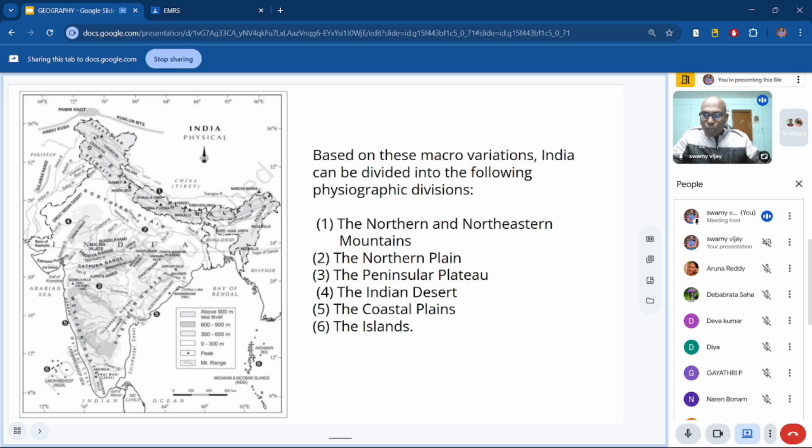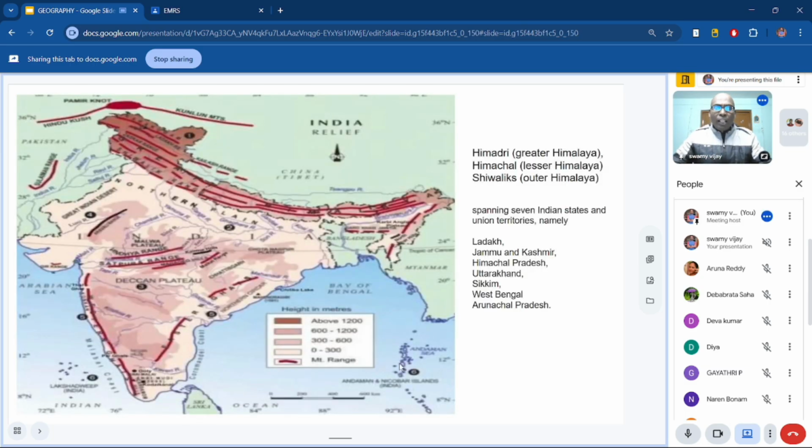The fifth one, the coastal plains, is on the southern side of India, starting from Gujarat to Bangladesh, and the sixth one is the islands. On the left side you can see Lakshadweep, and on the right side Andaman and Nicobar. So India has 6 parts: the northern and northeastern mountains, the northern plain, the peninsular plateau, the Indian desert, the coastal plains, and the islands. Now, the Himalayan ranges are also divided into 3 parts: Himadri, the Greater Himalaya, then Himachal, the Lesser Himalaya, and Shivaliks, the Outer Himalaya.